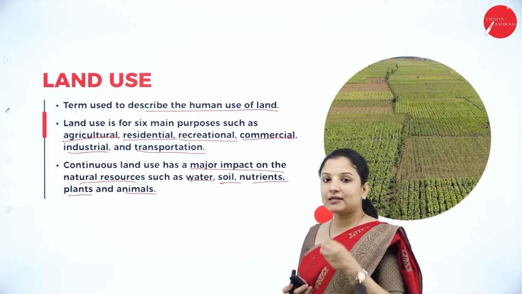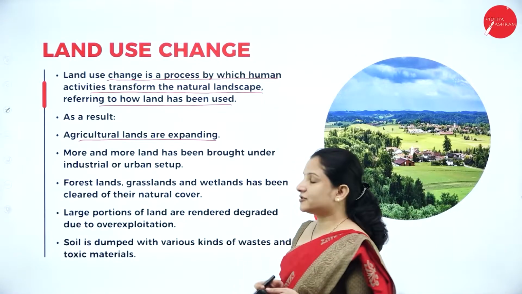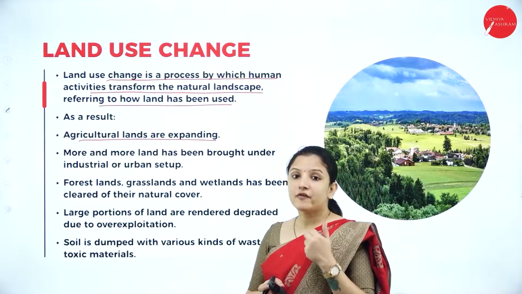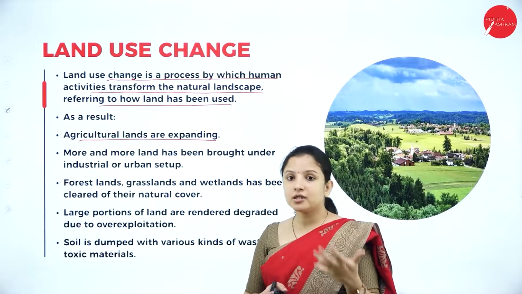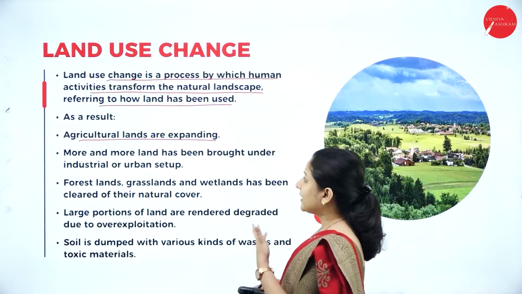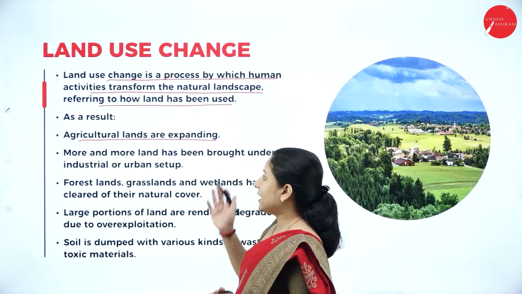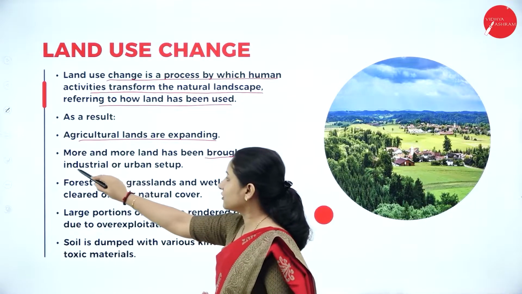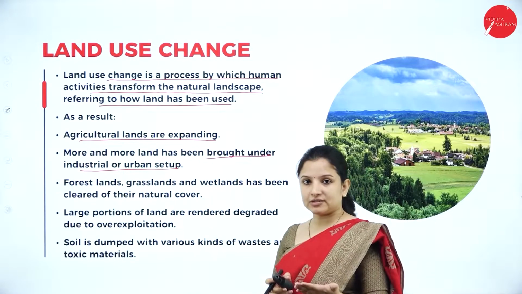So how exactly human beings use the land is nothing but land expanding. Based on how we are using the land, we are using it for various purposes. Why are we using the land for various purposes? Why are we illogically using the land? Because of growing population, obviously. So that is why, as a result of illogical use of land, agricultural lands are expanding. More and more land has been brought under industrial or urban setup. So lands are getting converted into industrial or urban setup.